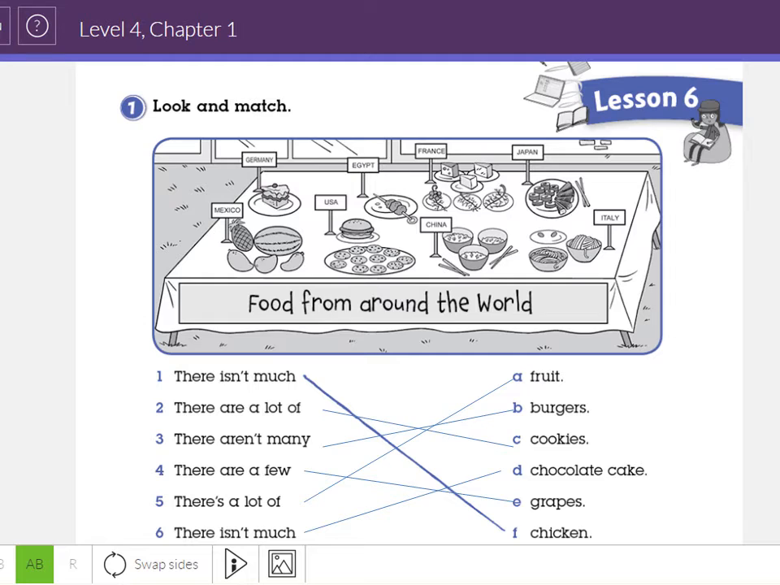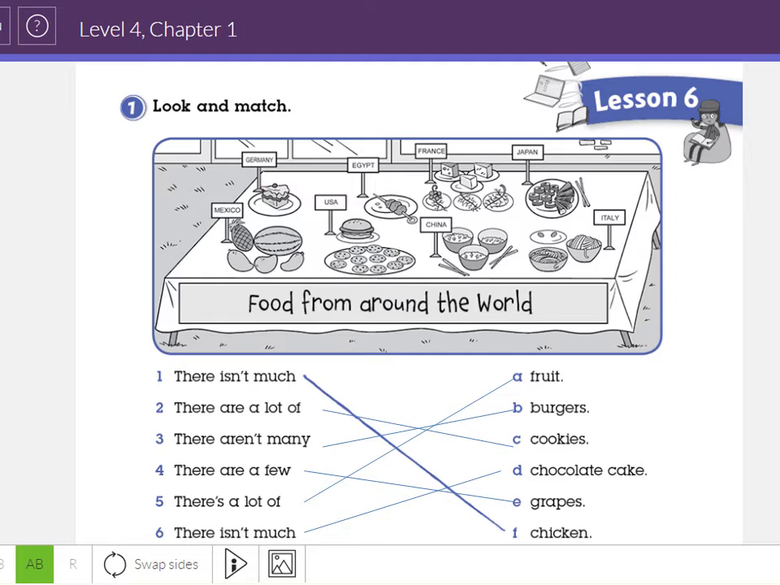And then the next one is number 3. There aren't many blank. So look at the picture. It means that aren't many is followed by a countable noun, plural countable noun. So it can be said that there aren't many burgers on the table.